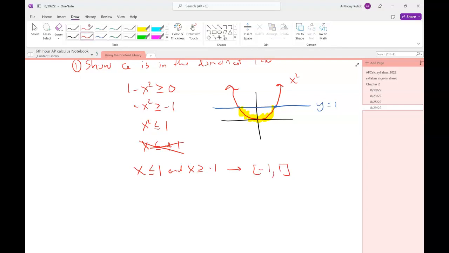So A is definitely on that. A is definitely in the domain, since the domain is the interval that we're working from. Okay, good. The next thing I need to show is that the limit as x approaches A of f of x is equal to f of A. Everybody okay there?